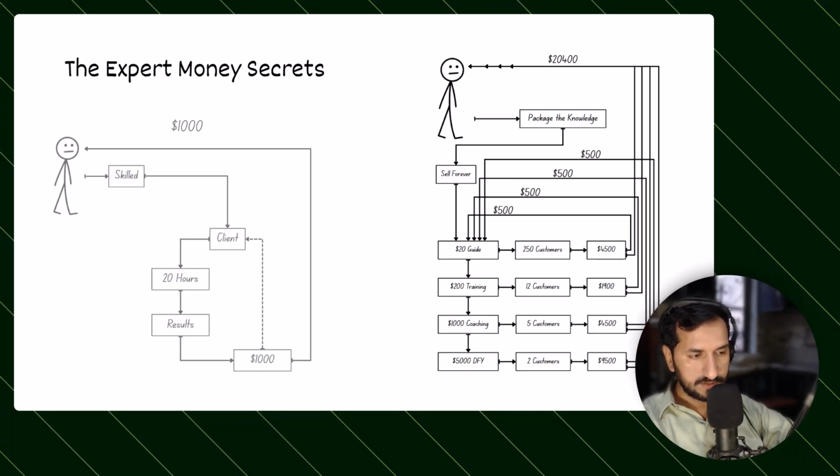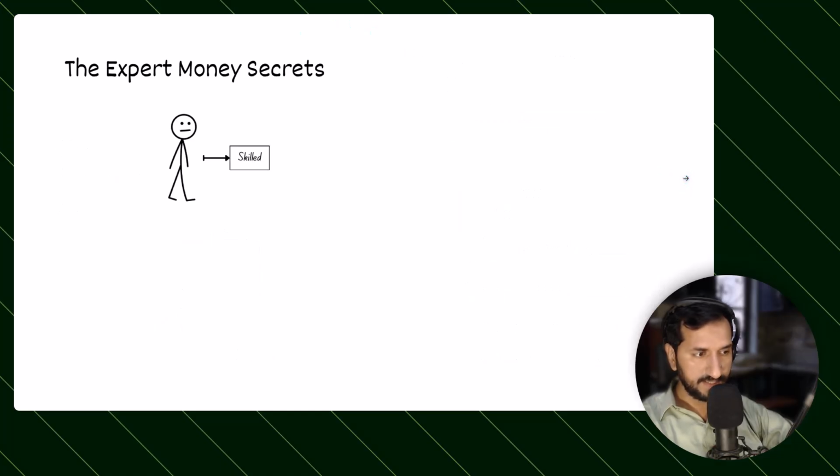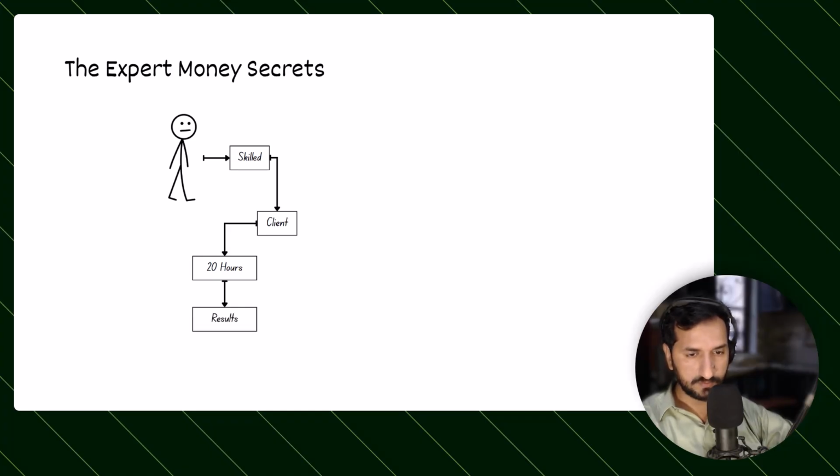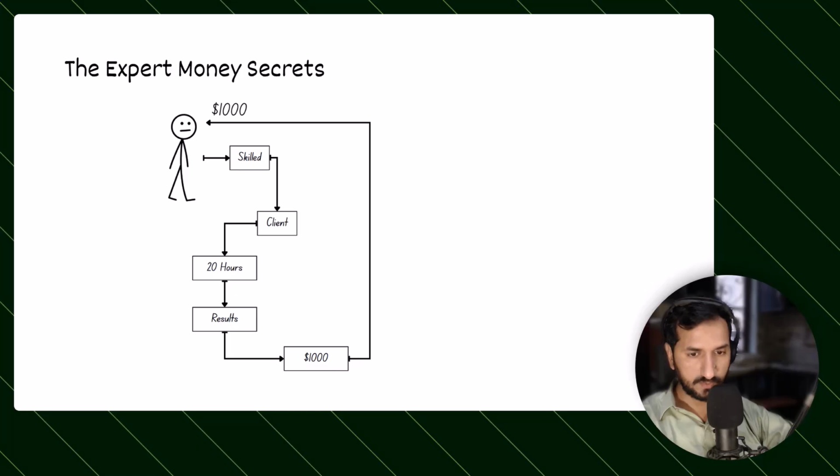One struggles to make a few $1,000s. The other one makes a lot of money. Let me show you how. So we have this expert. He has some skills. He wants to sell his skills as a service. He finds a client. He works for him for, let's say, 20 hours, and he generates some results for this client. He gets paid $1,000. To get another $1,000, he has to find another client, work another few hours, and create another product.